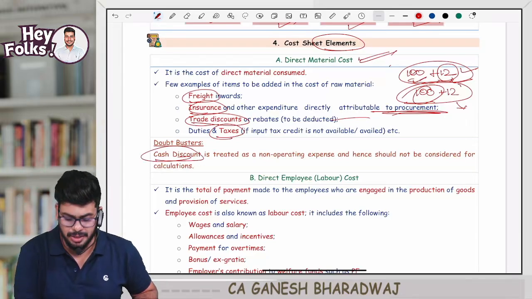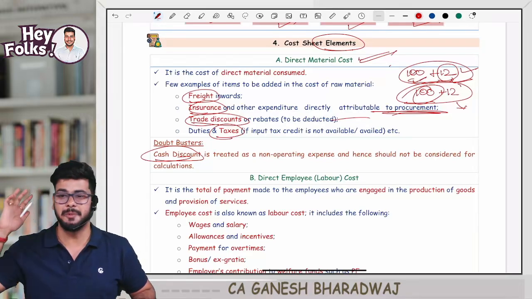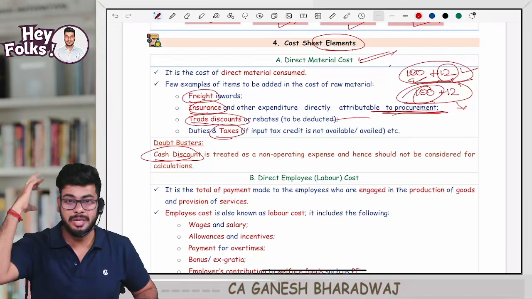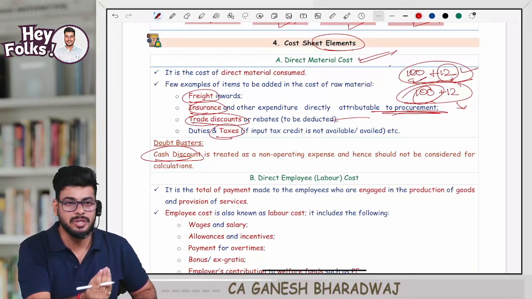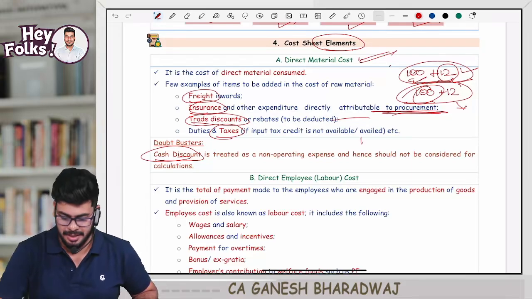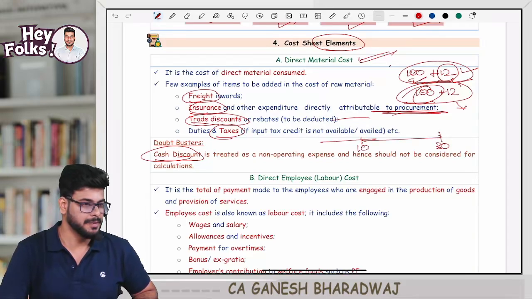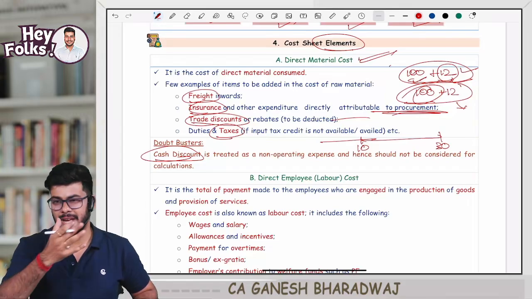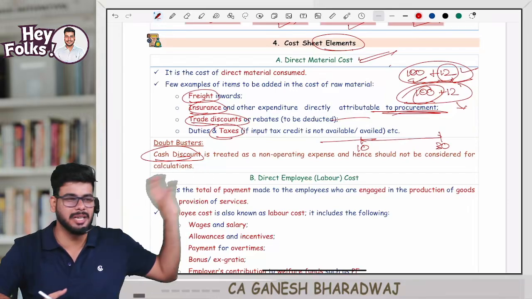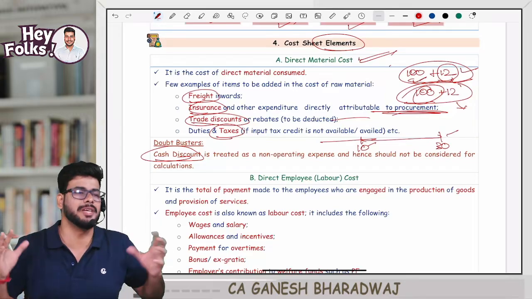Next, cash discount. Cash discount, always remember, is never a part of your operating expense. Sir, why? If you study working capital management, which I do in FM, there you will know cash discount is ideally a financing cost. Sir, how? Let's say you are supposed to make the payment within 30 days. But if you make the payment within 10 days, you are eligible for a cash discount. In working capital management, this is called 2 by 10 net 30, jargon they use. 2% discount if you pay within 10 days, else without discount, pay within 30 days. This is the meaning of that.